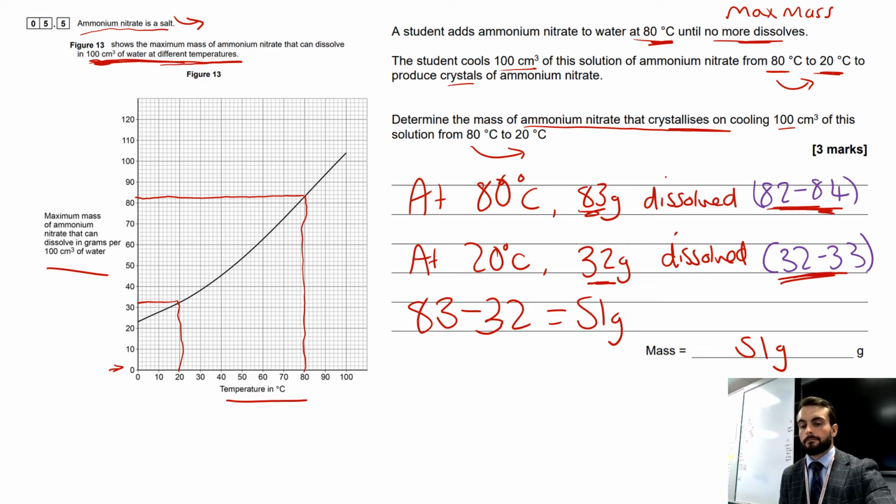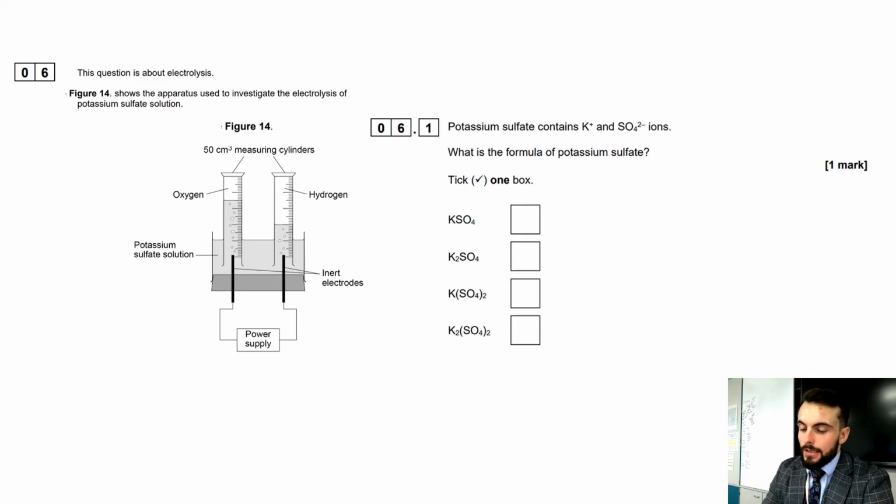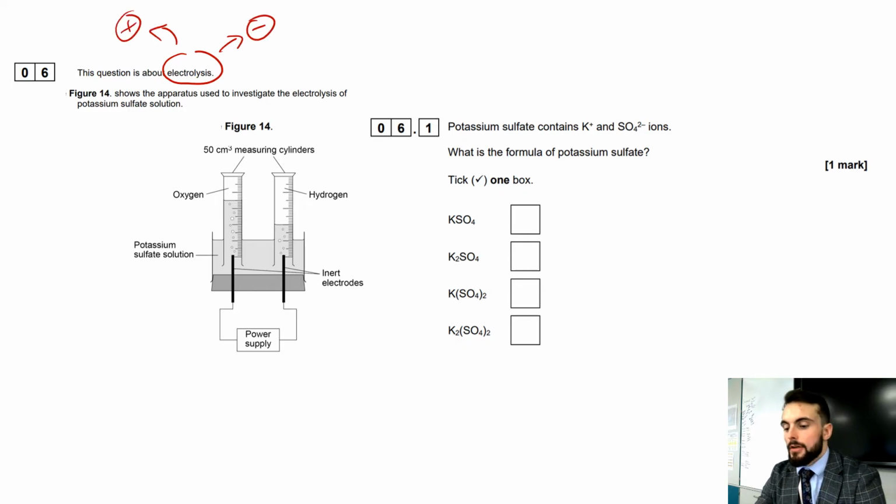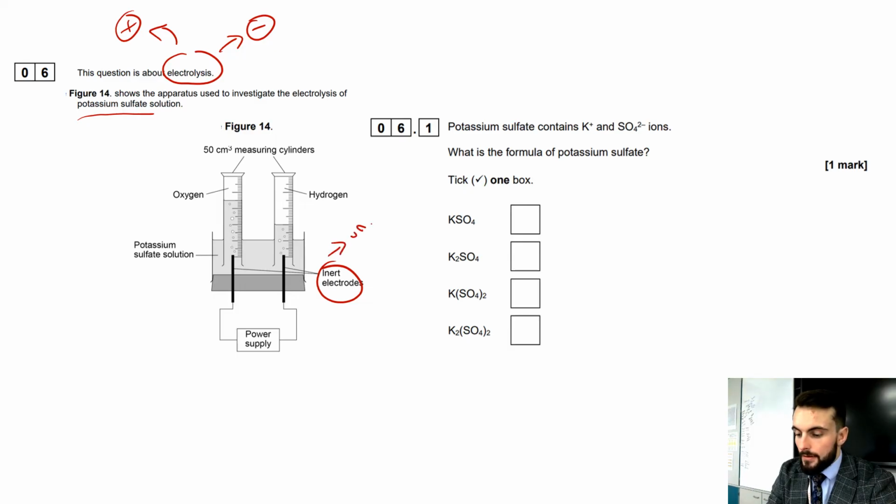Next question. This next question is about electrolysis. The first thing I'm thinking when I see the word electrolysis is that it's talking about the separating of something, splitting it up into its ions, positive and negative, going to each electrode. It talks about using potassium sulfate solution, so it gives you a hint as to what the ions would be that come out of that. And then it mentions inert electrodes. Inert just means they are unreactive, so they are not a factor in this. It means that they'll last a long time.